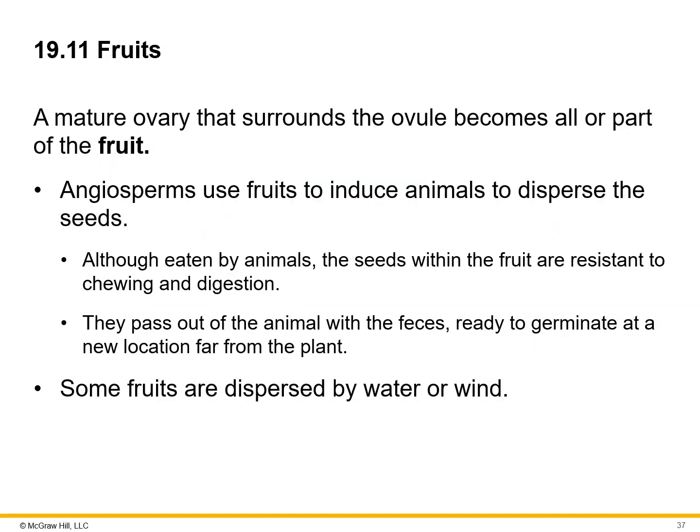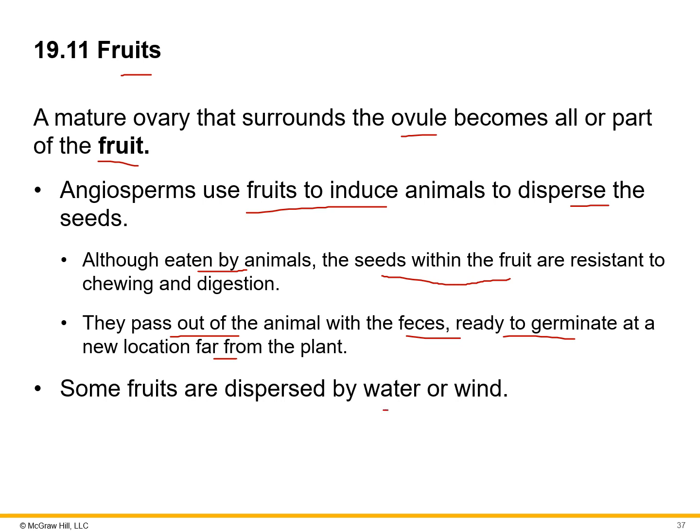All right, so then kind of ending up here talking about our fruits. So a mature ovary that surrounds that ovule, again in our angiosperm, becomes all or part of that fruit. So the angiosperms use that fruit to induce animals, again, kind of like the petals of our flowers. They can also use the fruit to come and disperse those seeds. So although eaten by the animals, the seeds, because they're dormant within the fruit, they're resistant to that chewing and digestion. So they pass out in the feces, and then they're ready to germinate at new locations that can even be far away from where the plant started.